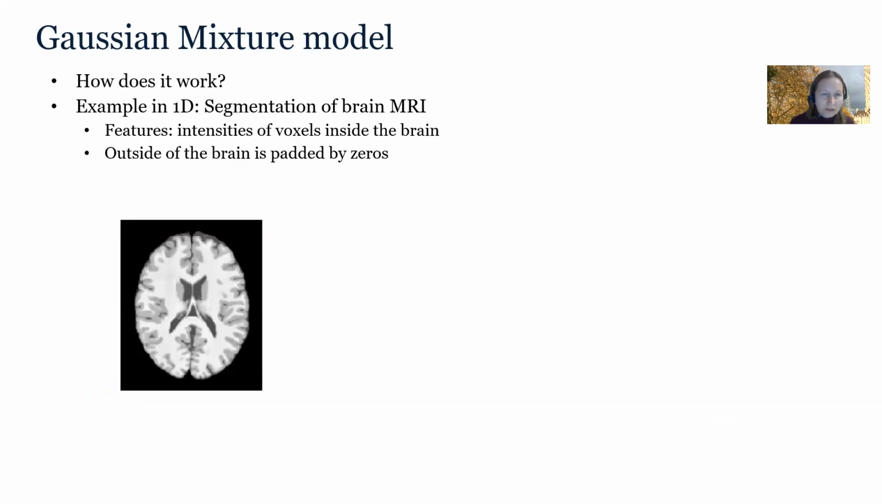So how does Gaussian mixture model clustering work? To simplify things, we will move into an example in one dimension, which is segmentation of brain MRI. You've seen this example before. In this case, features will be the intensities of voxels inside the brain. So each voxel is a sample, and there is only one feature per sample, which is the intensity in the image. And we don't consider outside of the brain in the image. This outside is padded by zeros. So these are not features.